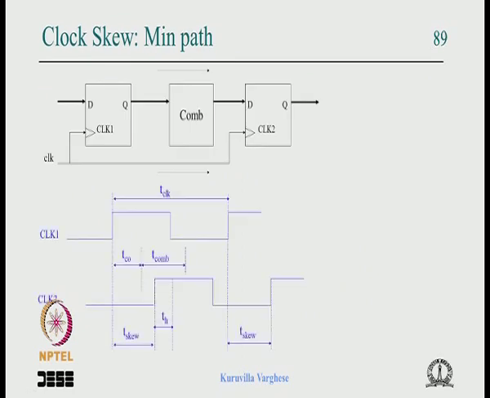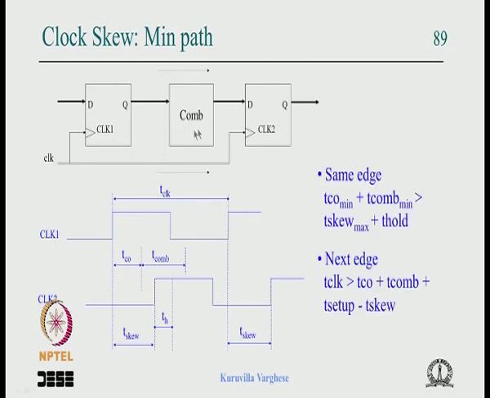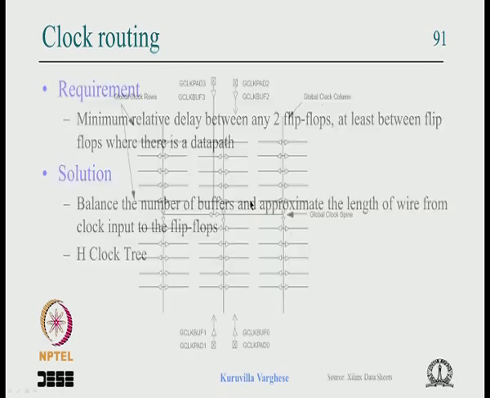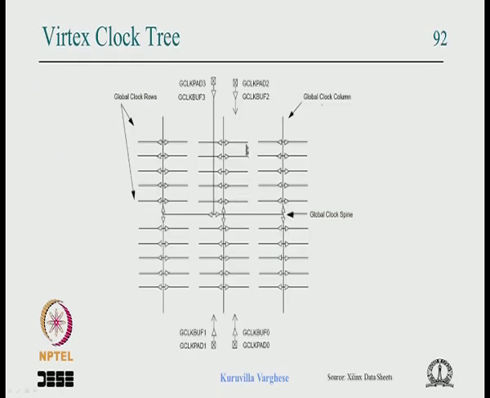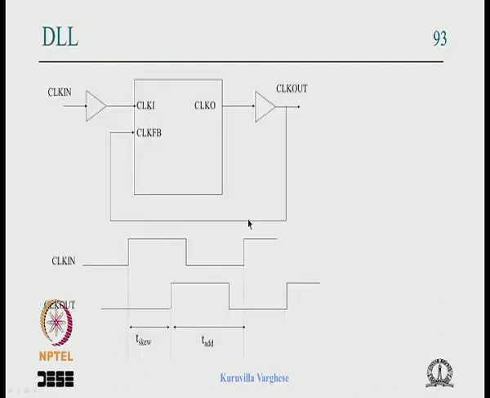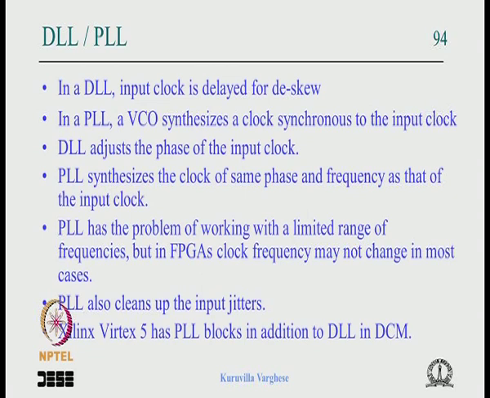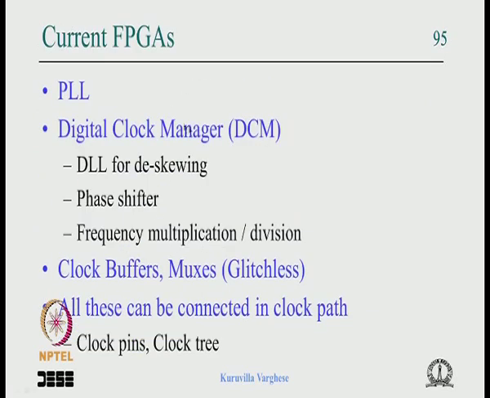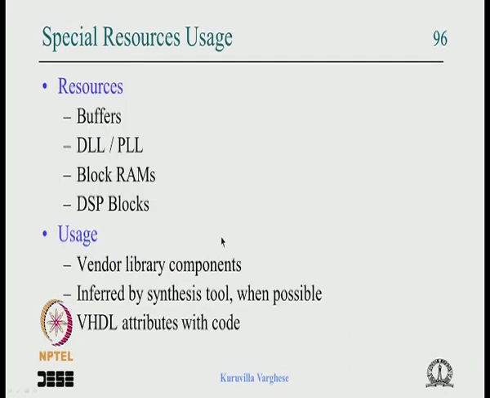In the max path, if there is a problem, then you have to reduce the clock frequency. In the min path, for hold time violation, we have to increase the combinational delay. We looked at the H clock tree routing, which gives minimal relative delay between the flip-flop clocks, and we looked at the DLL, which is used for deskewing, and the difference between PLL and DLL. We also looked at what current FPGAs have for clock management resources, and how these resources are instantiated in VHDL. That is what we have seen.